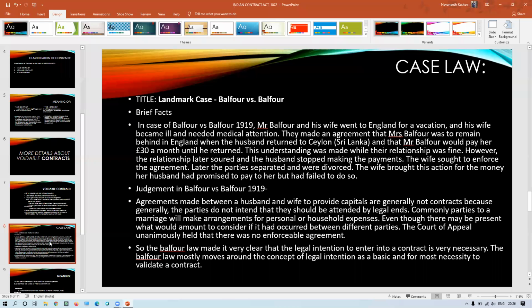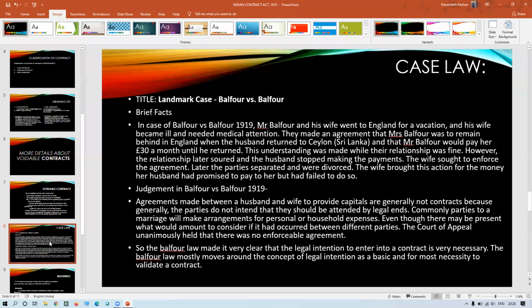So the facts of this case, facts as in the points of this case, the actual meaning of this case is, Balfour and his wife went to England for vacation, and his wife became ill and she needed some medical attention. So she remained there. So Balfour agreed to pay monthly expenses for his wife, but he failed to pay.